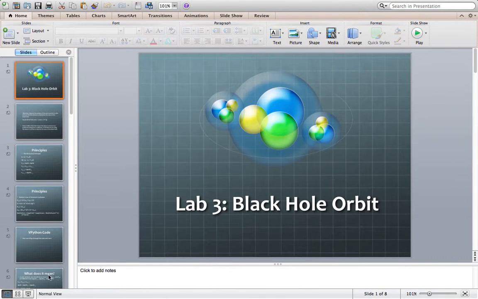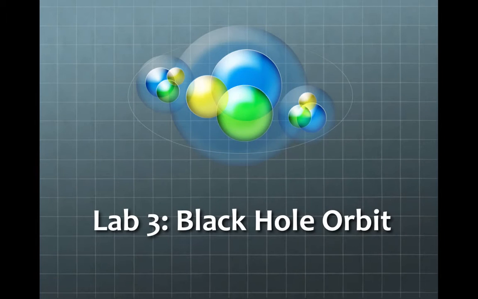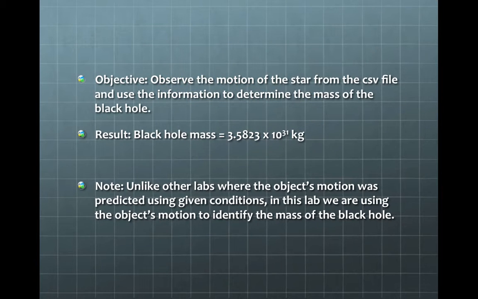Today we're going to be talking about Lab 3, the black hole orbit. The objective is to observe the motion of the star from the CSV file and use the information to determine the mass of the black hole. The result is that the black hole's mass is 3.5823 times 10 to the 31st kilograms.